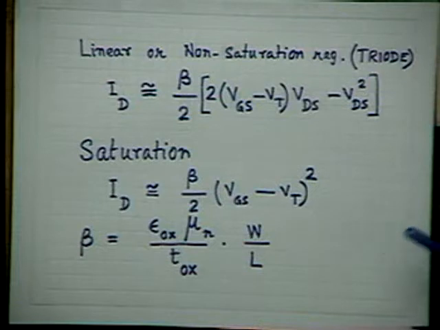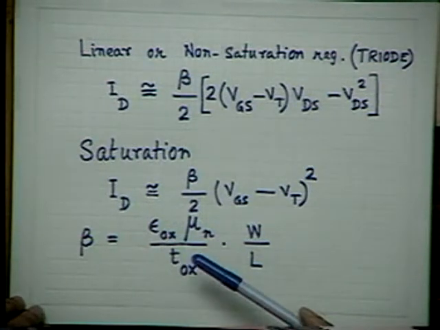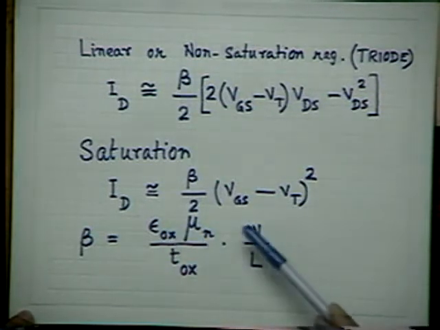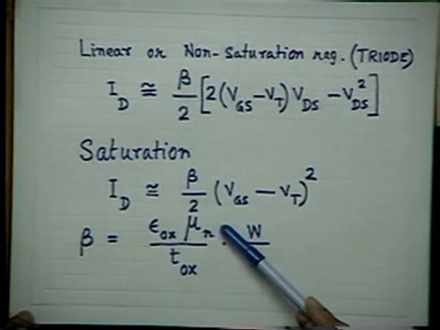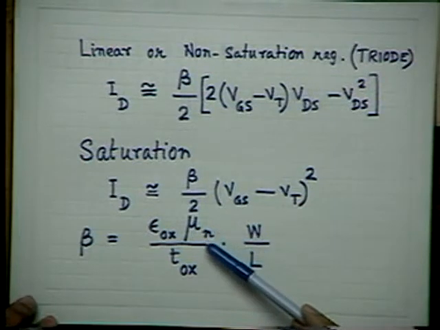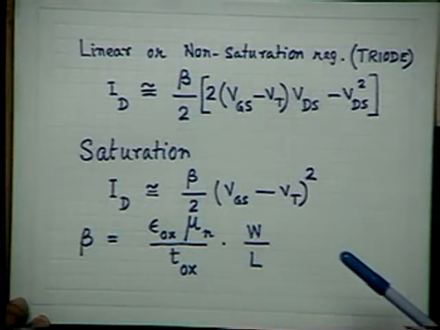In both the relations, beta is given by an expression like this, where epsilon OX is the dielectric constant, the total permittivity of the gate dielectric, gate oxide. Mu n is the electron mobility in the inversion layer. We are speaking of nMOS. Similarly, it will become mu p, hole mobility for PMOS. And TOX is the oxide or gate oxide thickness. So the suffix OX indicates oxide, the gate oxide or gate dielectric.